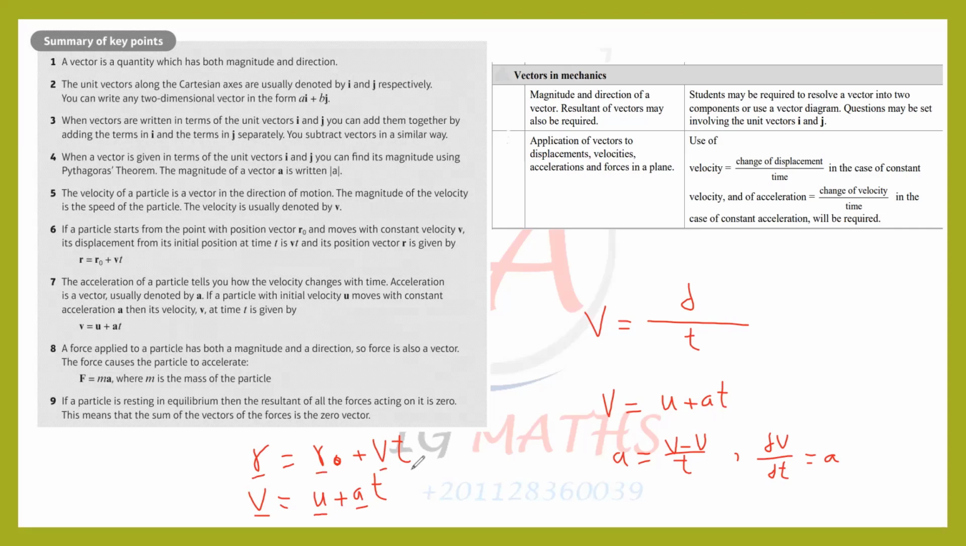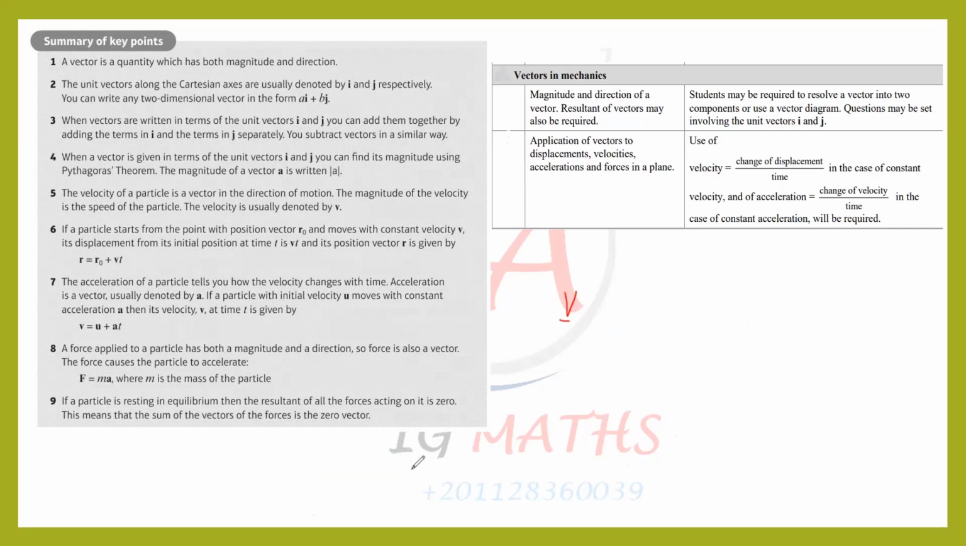You need to know how to get the magnitude of any vector. For example, v is equal to x in the i direction plus y in the j direction. To get the magnitude of v, you need the square root of x squared added to y squared, using Pythagoras' theorem. So this is how to get the magnitude.